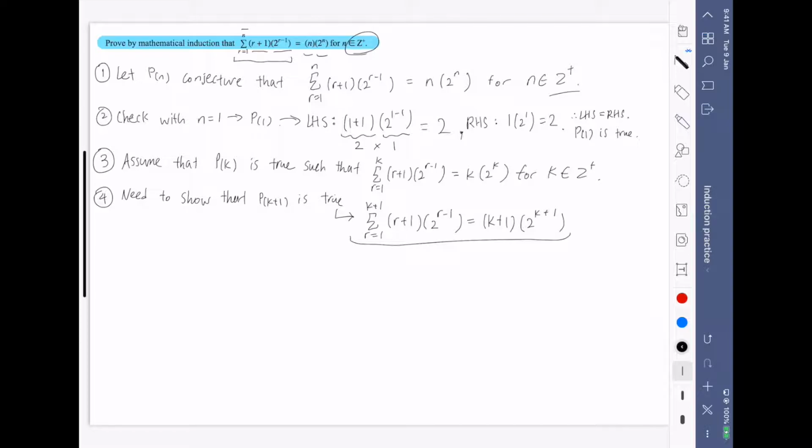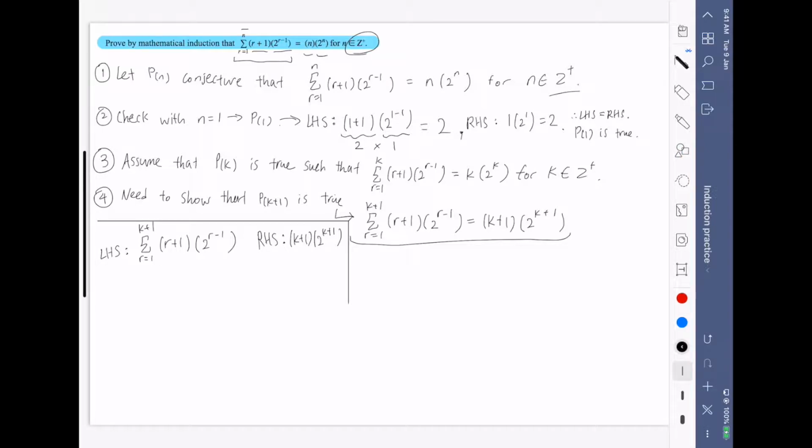Well, again, start with the left-hand side. So left-hand side, we have the sum from r equals 1 to k plus 1 of (r plus 1) times 2 to the power of (r minus 1). And then write the right-hand side too, just so you don't get confused and you get an idea of where to go. The right-hand side would be (k plus 1) times 2 to the power of (k plus 1). Okay, now I'm going to divide this section so it doesn't get too messy or confusing.